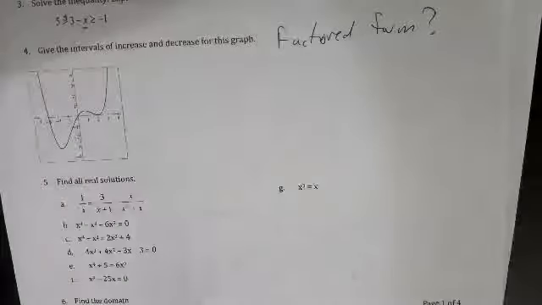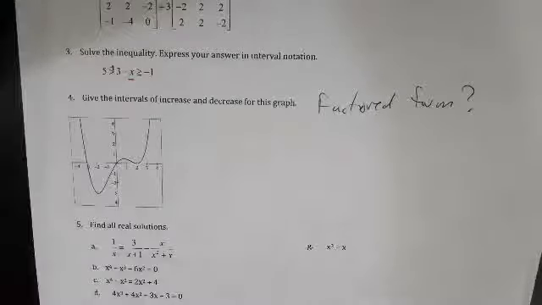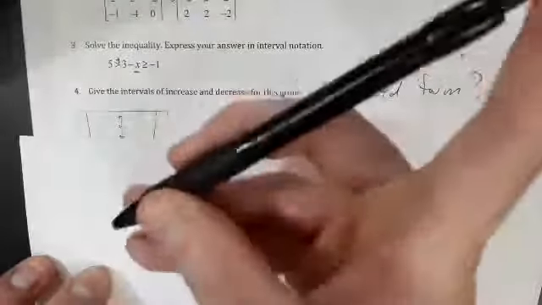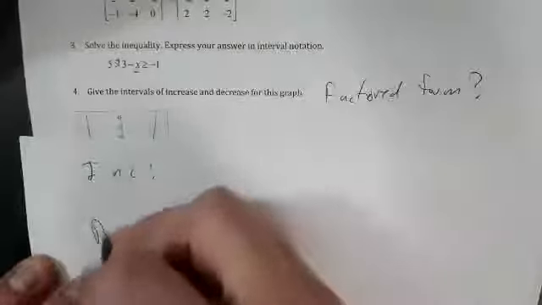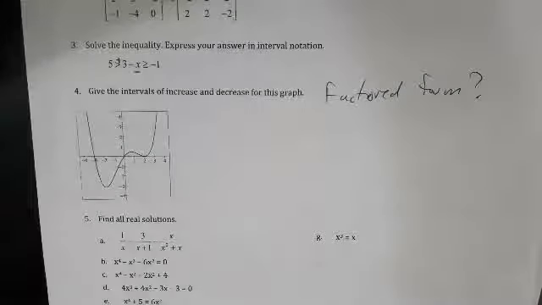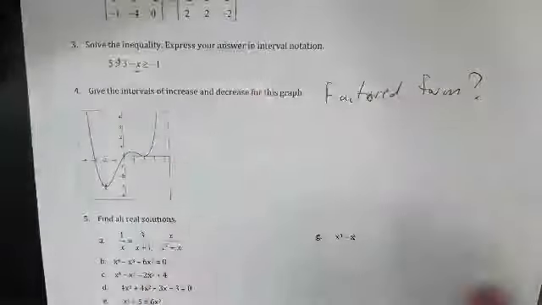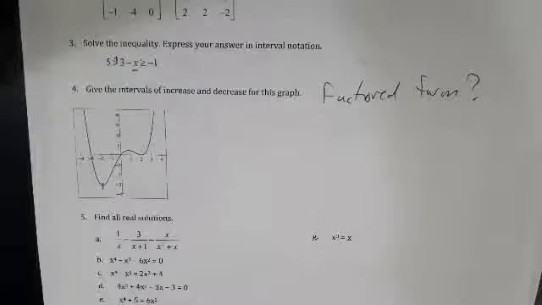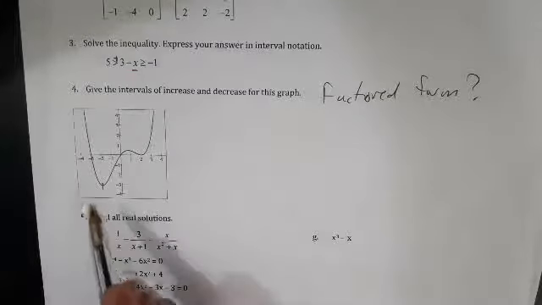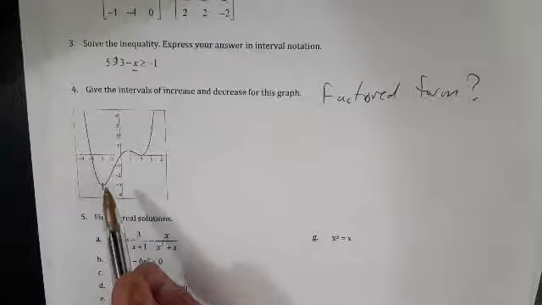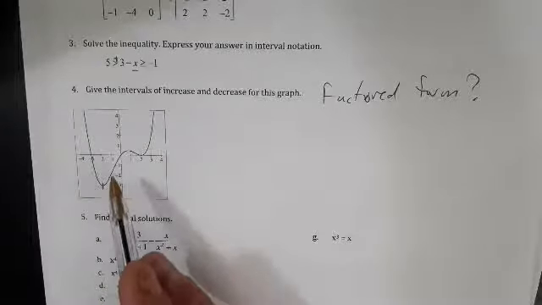All right. If I want to give intervals of increase and decrease, so increase would be negative 2 and negative 3, and the other one would be 2 and 0. So I want to look at where this thing goes up and down, right? We're only looking at the x. So you just want to look at the x, only the domain here.